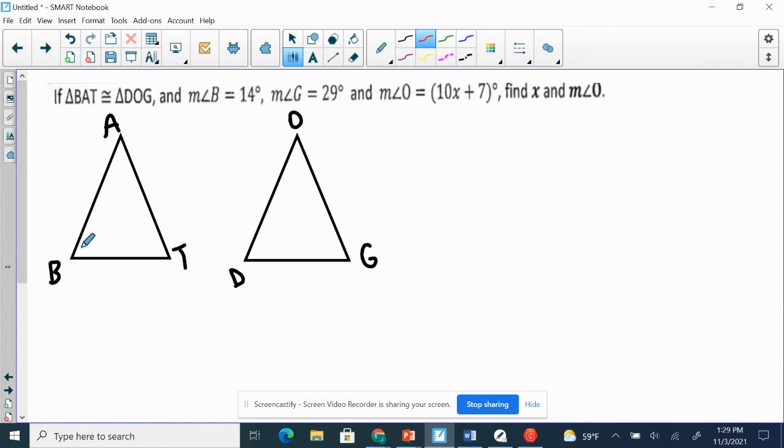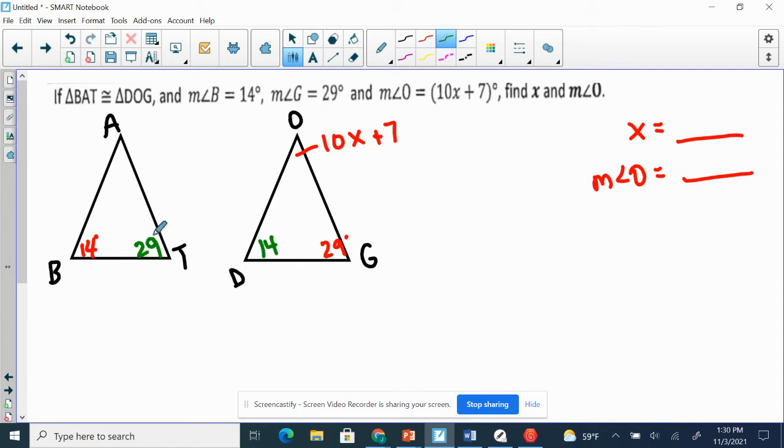So B is 14 degrees. G is 29 degrees. Measure of angle O is 10x plus 7. So I need to find x and the measure of angle O. So that means I have two answers for this question to actually answer the question completely. So I'm going to make a note to myself. Now, again, if we know these are congruent, then I know that angle D is also 14, whereas T is also 29, and A is also 10x plus 7.